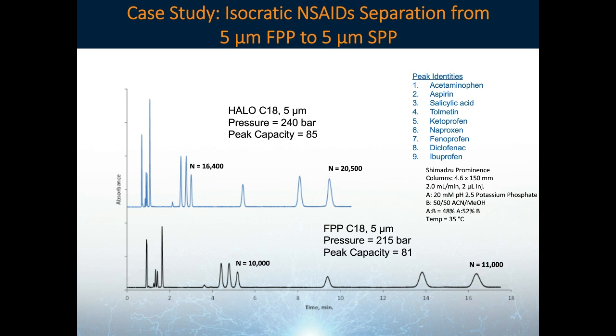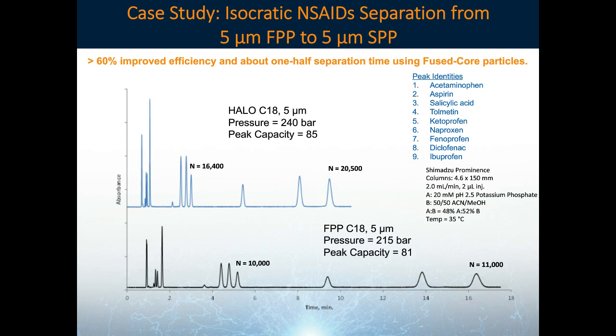So you can notice that the separation on the halo column is about half the separation time on the FPP column, and more than 60% higher efficiency is observed on the halo column. So not only are you getting your separation done faster, but you're also seeing an improvement in the efficiency. So everybody wants more time and more throughput, so a simple one-for-one swap like this doesn't really require a whole lot of effort.